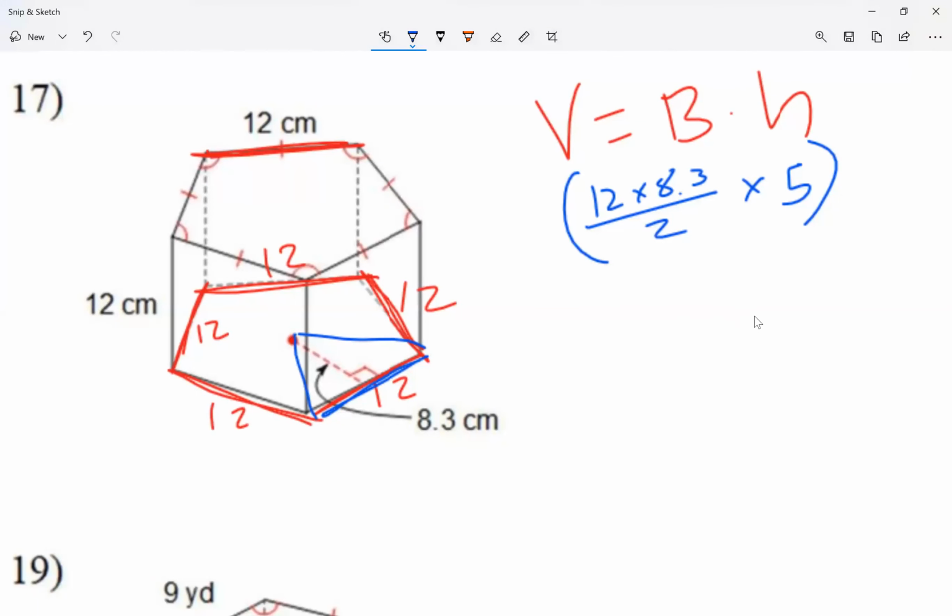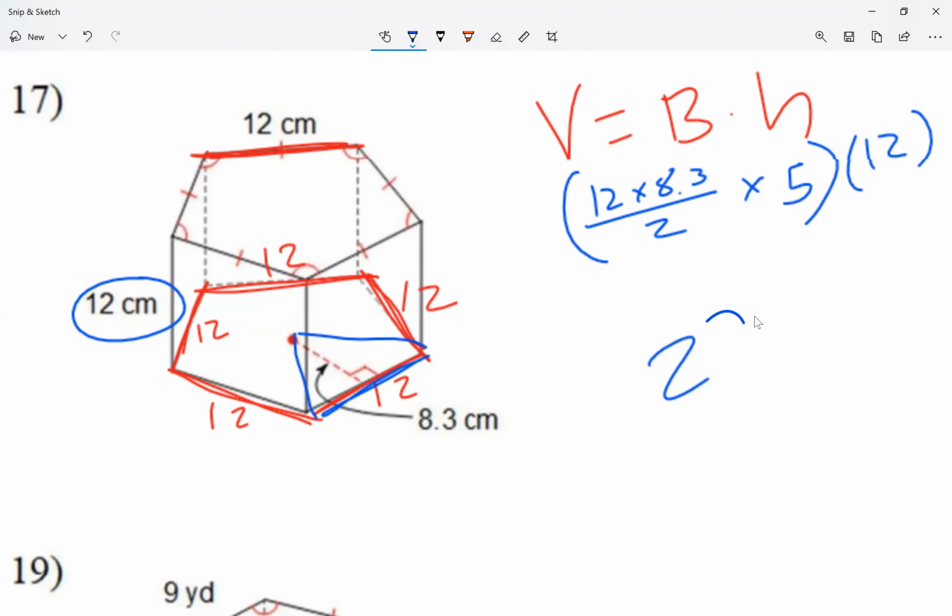There's 5 sides. Okay, so I have to multiply my triangle times 5. And all of this is just the area of the base. There is one triangle times 5. So it's the area of the base. And I'm going to say the height is going to be 12. That's this 12. Okay, so let's just multiply this out. 12 times 8.3 divided by 2 times 5 times 12. And I get 2,988.